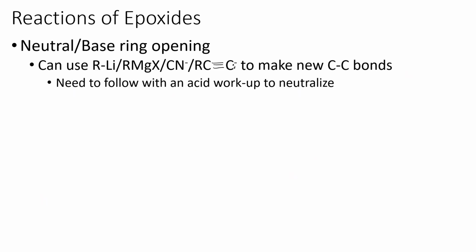One of the ways that we can use this, though, is we can use different nucleophiles to extend our carbon chain as well. So we can use our organolithiums or our Grignard reagents, or the cyanide, or the terminal alkyne that we have used previously to help make new carbon-carbon bonds through the use of the epoxide as well. We will need to follow these up with an acidic workup in order to make sure that we get to that neutral alcohol at the end. So these will be two-step processes.